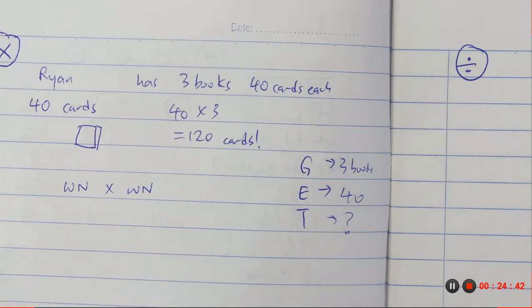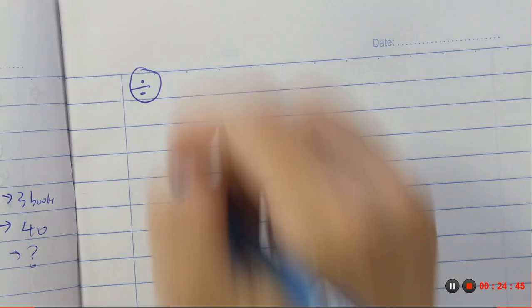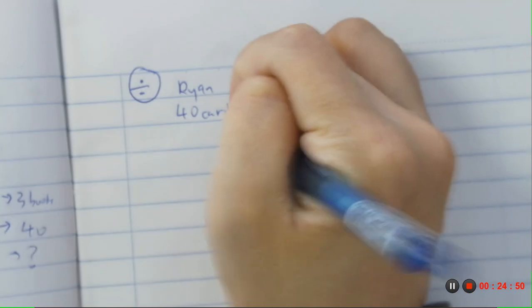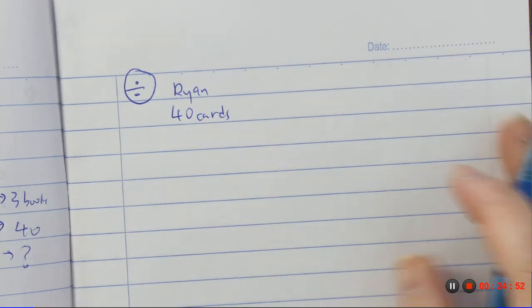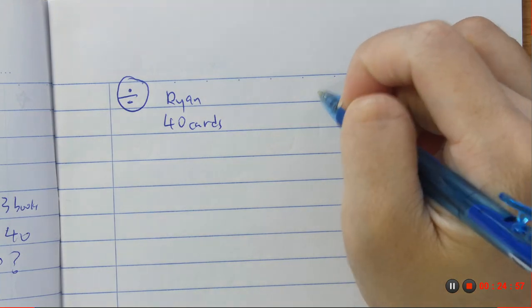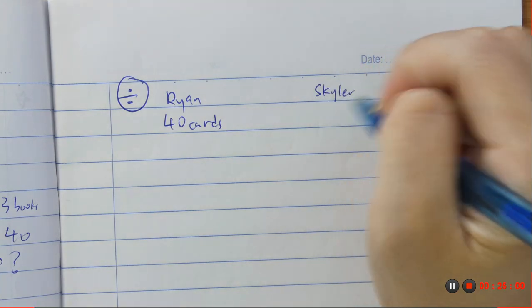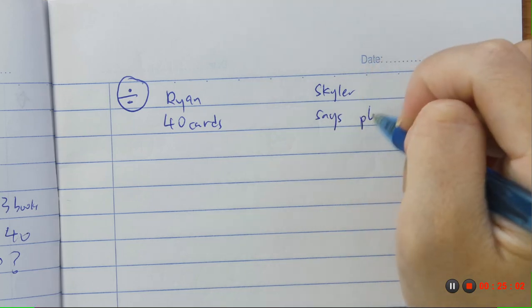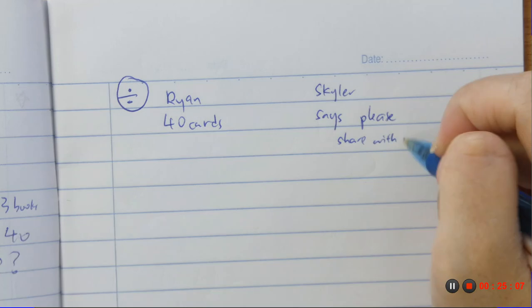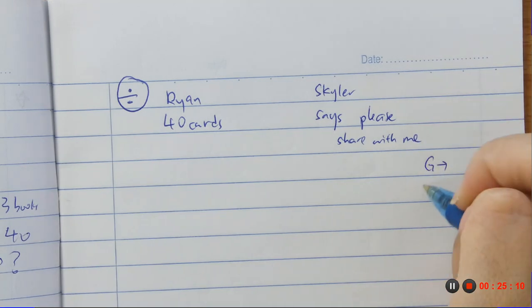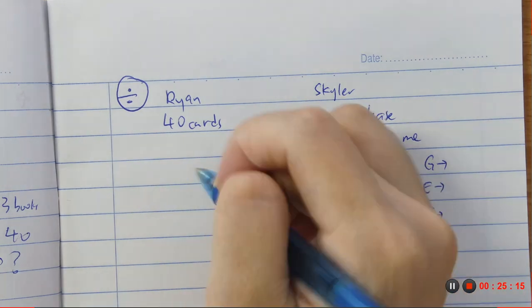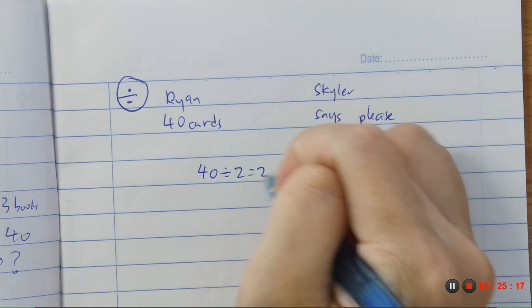Okay, I move on to the next slide. We talk about division. So, Ryan has 40 cards. Skylar came over and said, "Hey, please share with me." 2 of us, okay? How much does each person get? 20. Very simple, right? 40 divided by 2 equals 20.